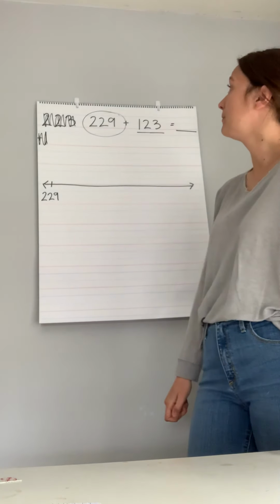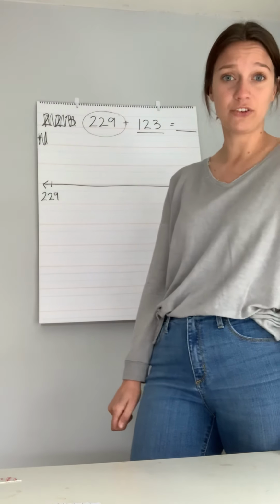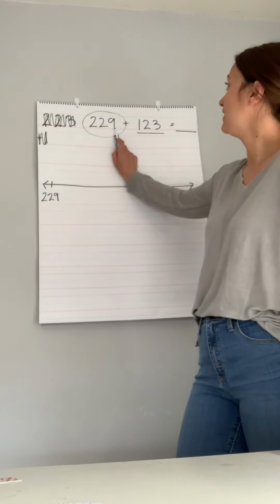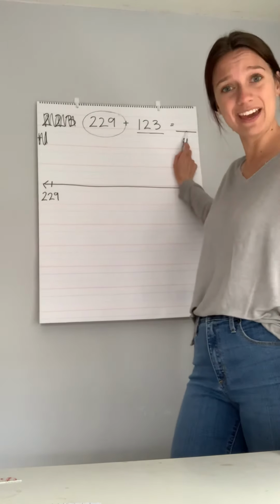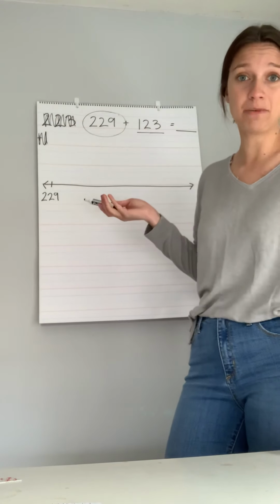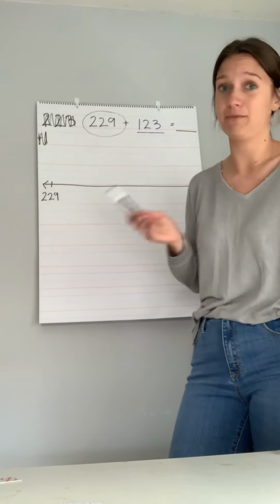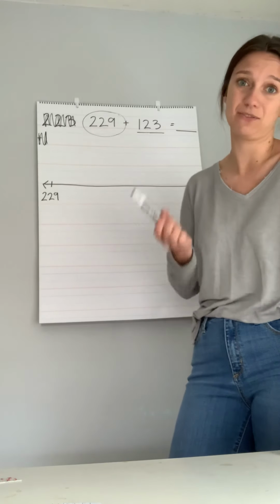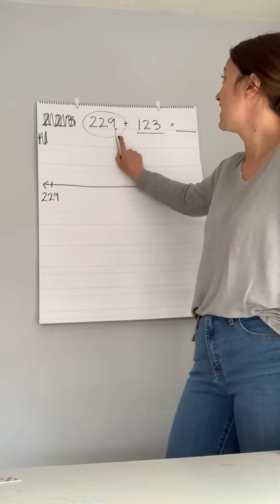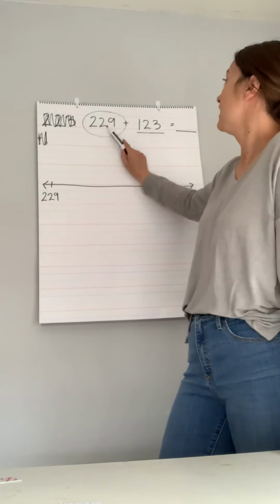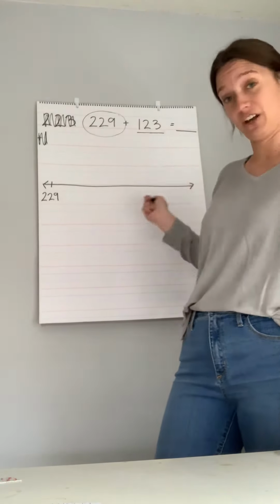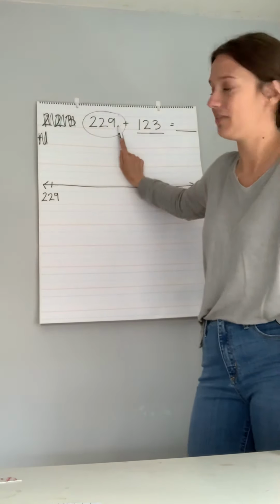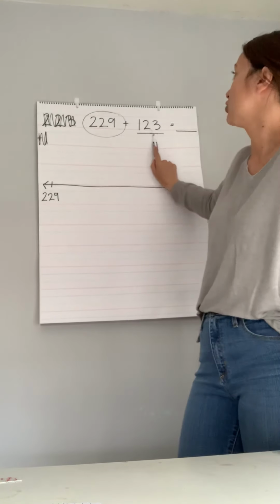So remember that when we are adding or subtracting, we're going to start with the biggest number in our problem. So I wrote 229 plus 123 like this because sometimes we're going to see problems like that and we need to know that it's okay. It's not to trick us, but sometimes problems will just be written this way and we need to get used to that. So 229 is the bigger number between 229 and 123. So I circled it to remind myself that's the number I'm going to start with. And then I'm going to add 123.